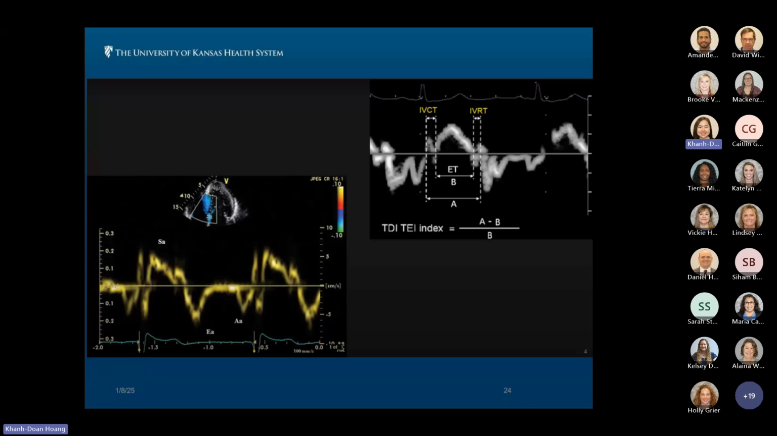And then the normal Tei index is less than 0.4, and anything greater than that value is abnormal.